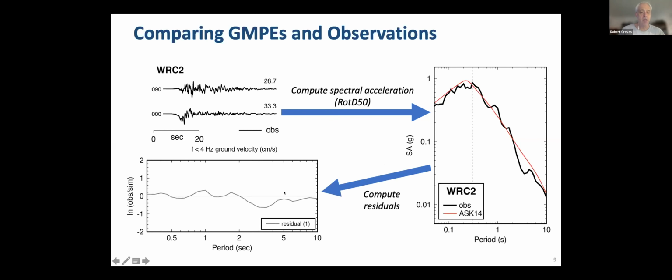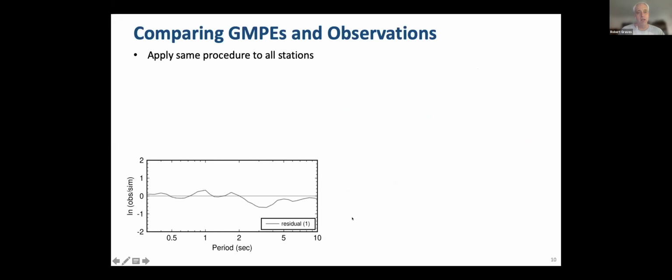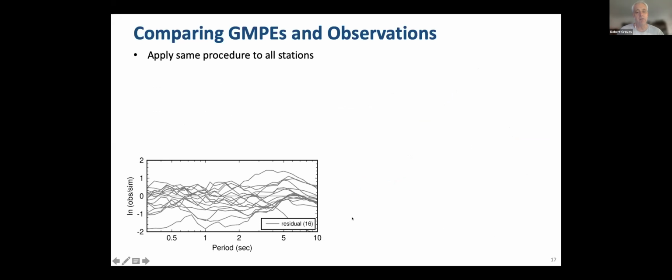To quantify that, we compute residuals. So we take the difference of those two curves, we plot them out as a function of period, and that gives us the curve on the lower left. We then apply that same procedure to all of the stations. So these curves that are being plotted here are for the remainder of the stations.